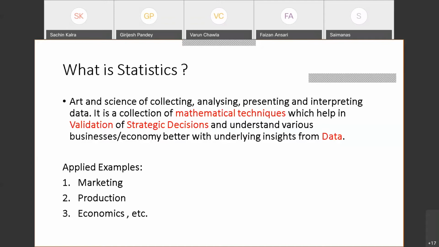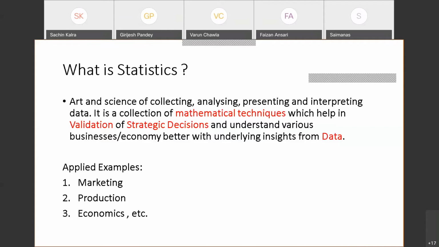Now, statistics, in technical terms, is a collection of mathematical techniques. Every data problem, every statistical information problem can be converted into a mathematical problem, and then using certain predefined mathematical techniques, we can solve those problems. So it is a collection of mathematical techniques which help in validation of strategic decisions and understand various business economies better with underlying insights from the data.